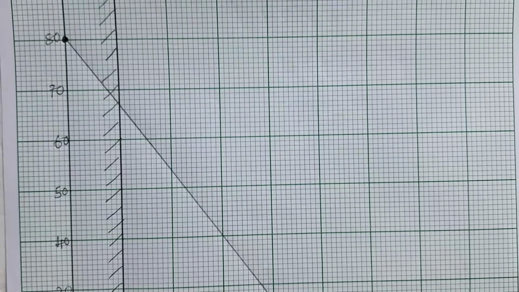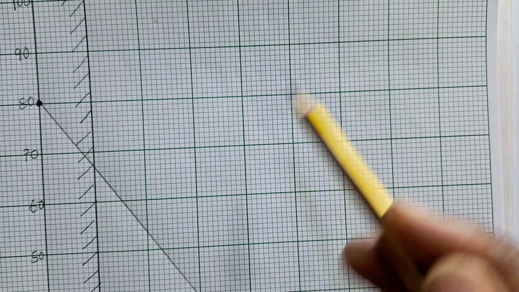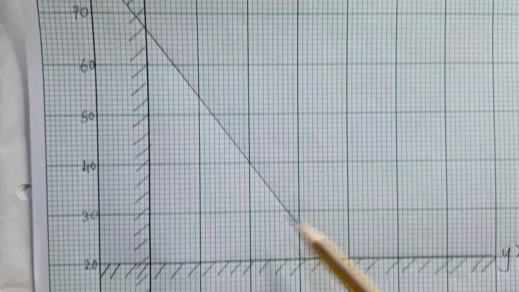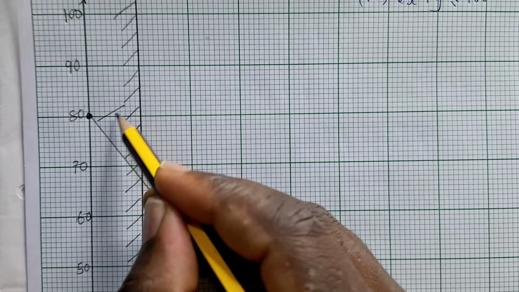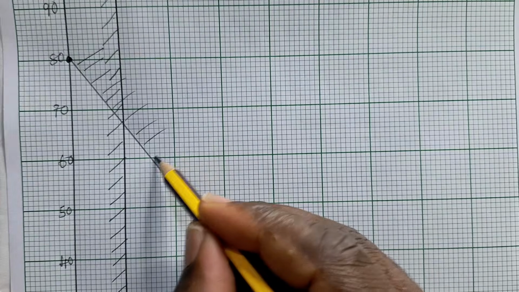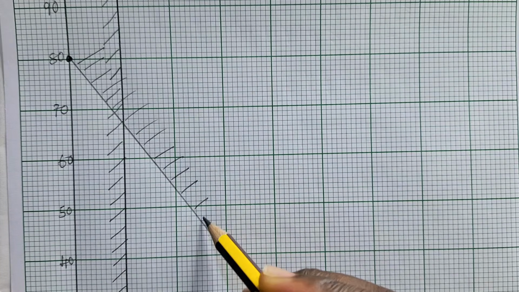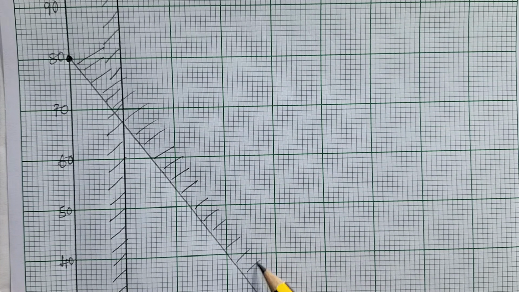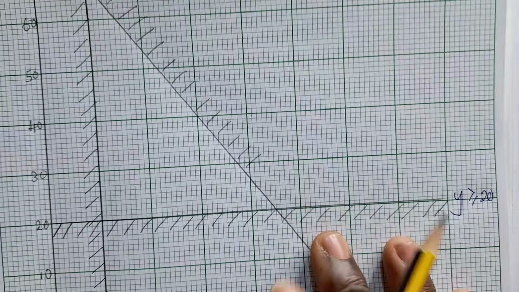Now, where are we supposed to shade? Because here they're saying is less. So less is down right here. We shade the opposite, which is the greater. This is the greater right over here. Okay. I hope you're able to see what is happening right here.